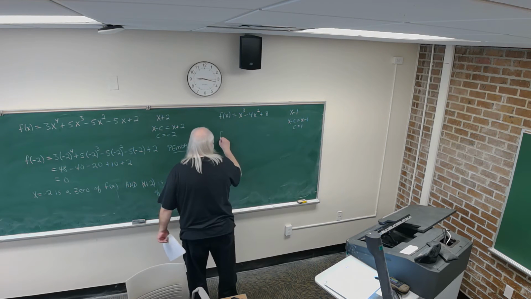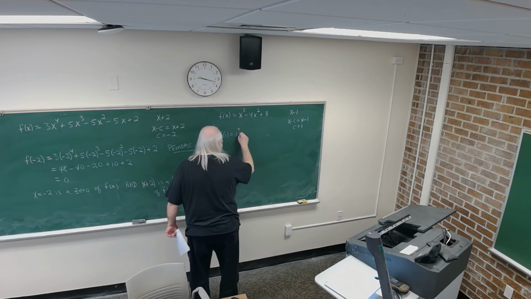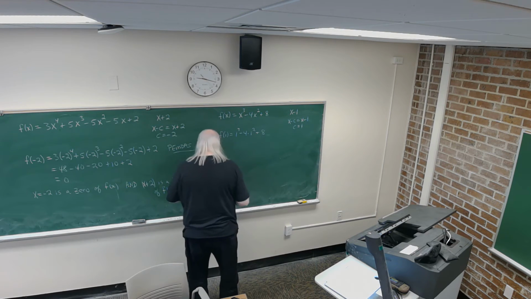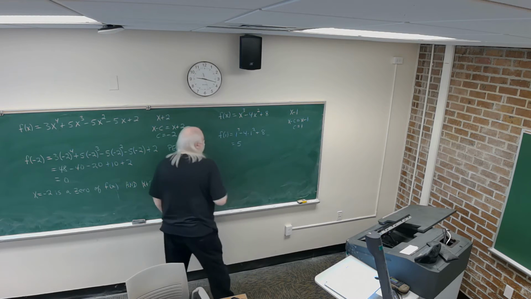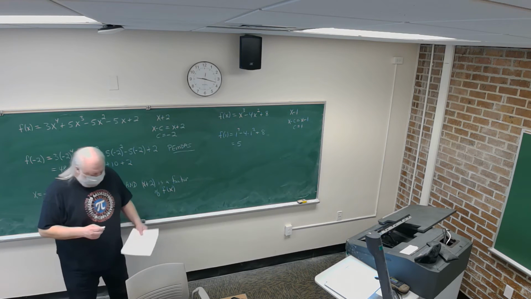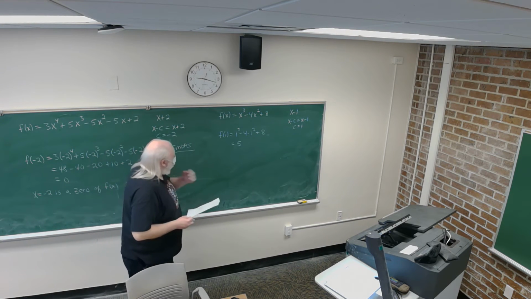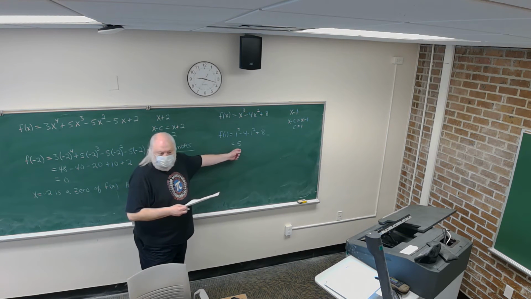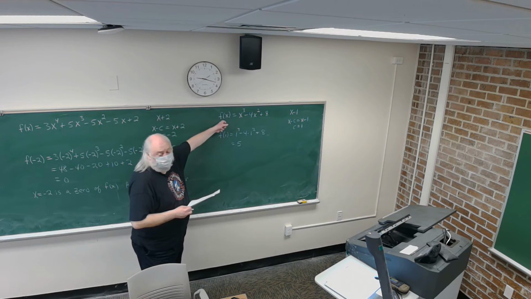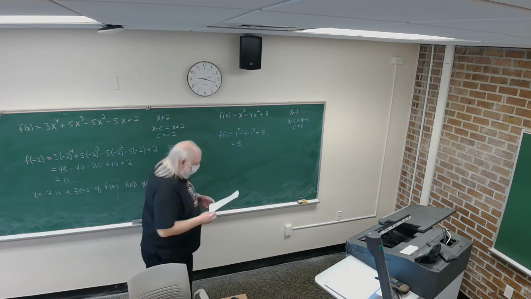When we do that, we have f of 1 is equal to 1 cubed minus 4 times 1 squared plus 8. And when you do that arithmetic, I got f of 1 is equal to 5. So that's not 0, right? So x equals 1 is not a 0 of f of x.